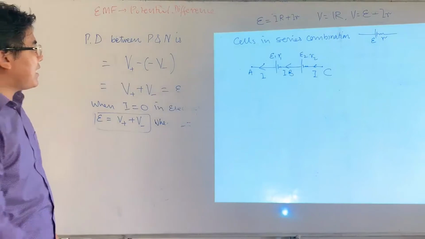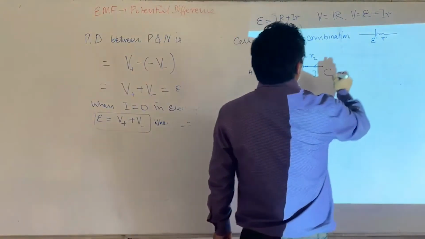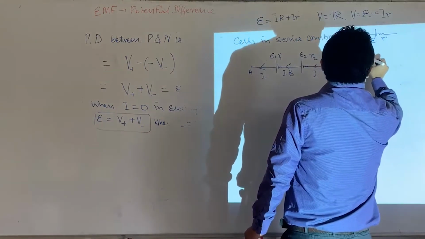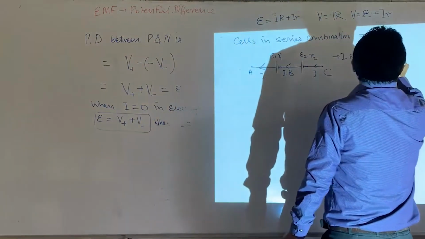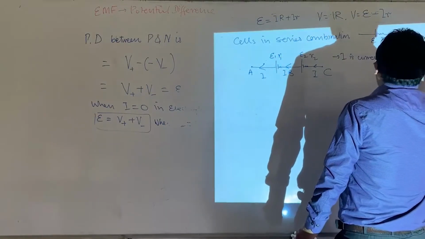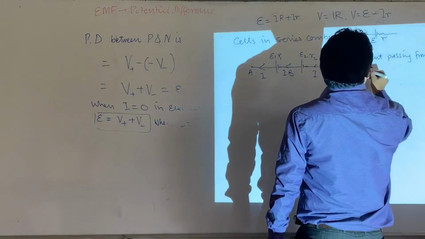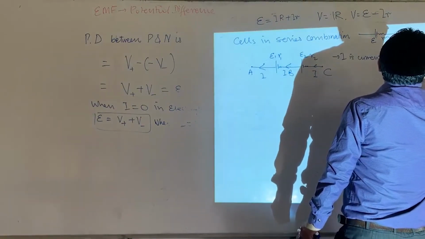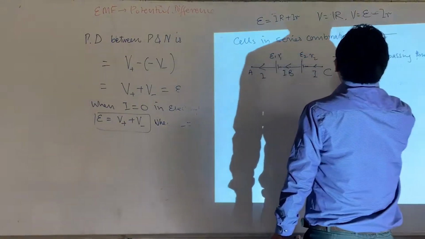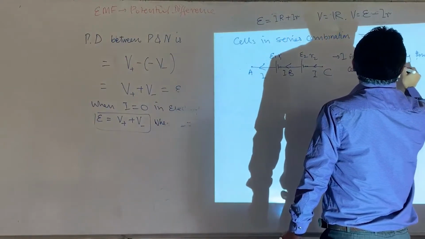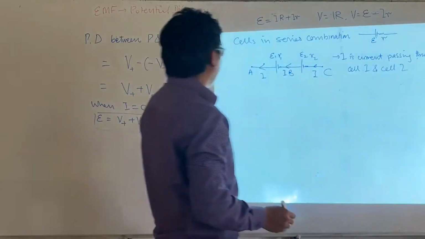I is the current passing through cell 1 and cell 2.